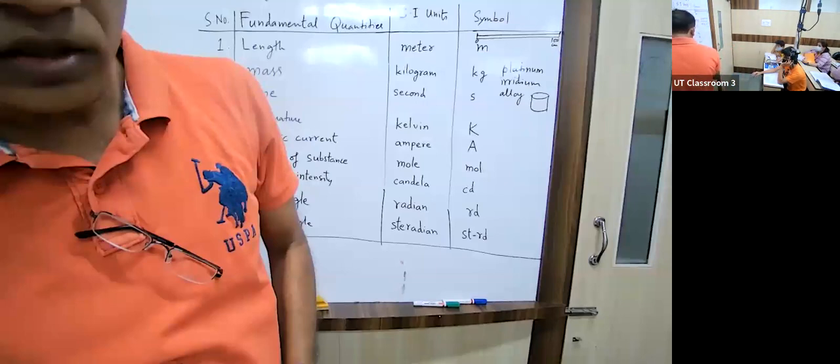Does anyone know what is the speed of light? 3 into 10 raised to 8 meters per second. So what does it mean? 10 raised to 5 is 1 lakh, right? So in 1 second, light can travel 3000 lakh meters. Light travels 1 lakh meters, 3000 times, in just 1 second. Can you imagine how long that distance would be? So light is the fastest physical entity to travel. There is no physical entity which can travel faster than light.